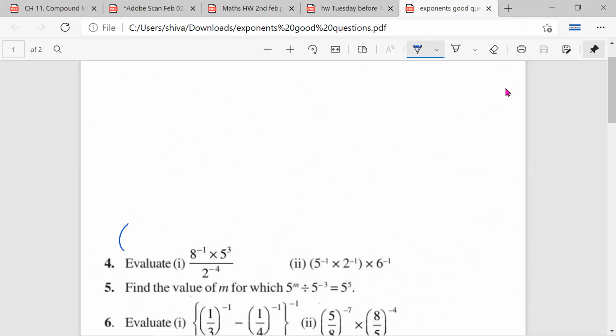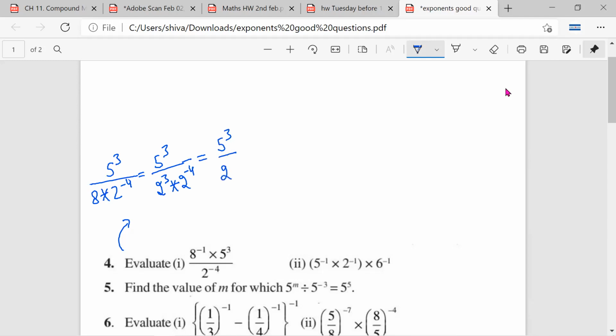See, the point I'm trying to make is you have different choices. So, for example, one way of writing this is 5 cube upon 8 into 2 raised to power -4, which is equal to 5 cube upon 2 raised to power 3 into 2 raised to power -4. I think this is what Soumya is saying. This can be written as 2 raised to power -1, and then this can be written as 2 into 5 raised to power 3. Soumya, is it what you were saying?